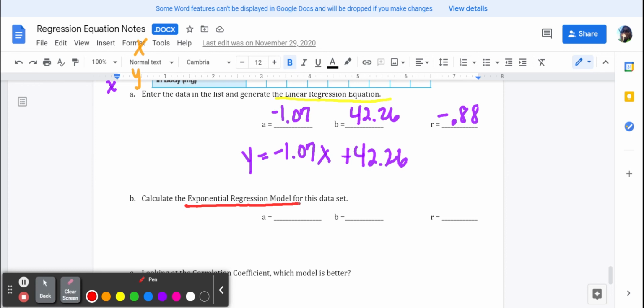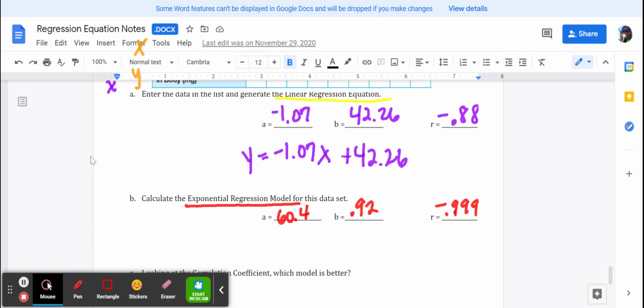When you click calculate, you should get your A value to be 60.4. Your B value should be 0.92. And then my R value would be negative. And we find our R value here is negative 0.999.